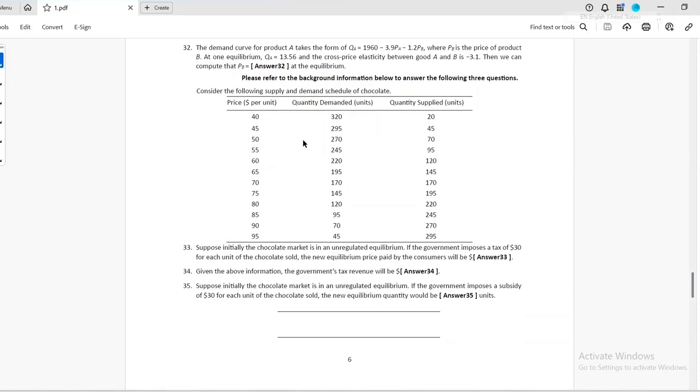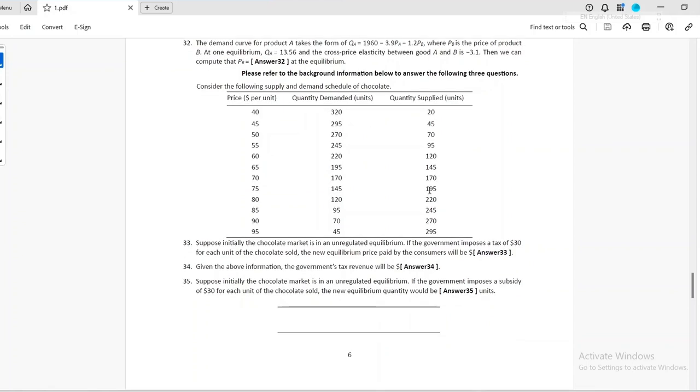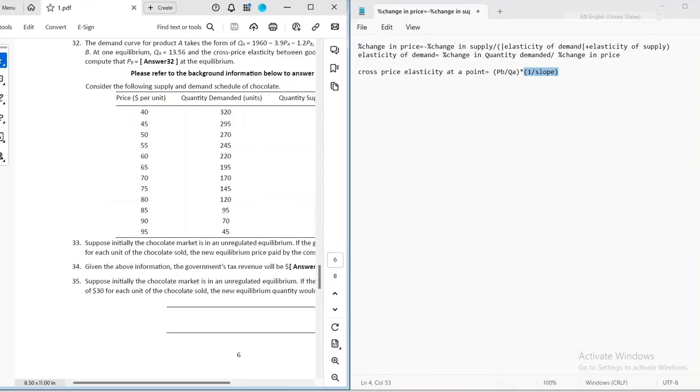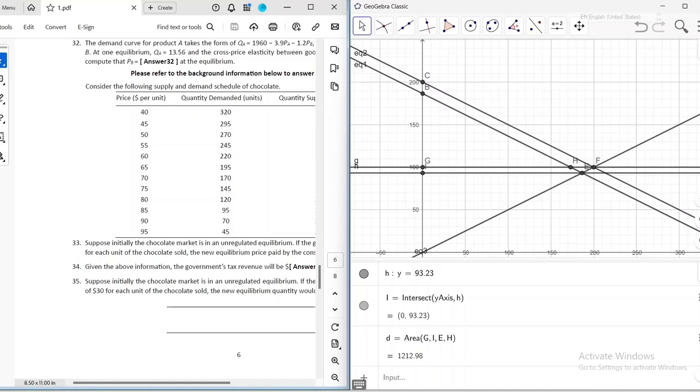So you are given a table of values where there is price, quantity demanded, quantity supplied, and you are asked to calculate the new equilibrium price paid by consumers when there is a tax of $30. So let's go to GeoGebra. Let me clear the screen.